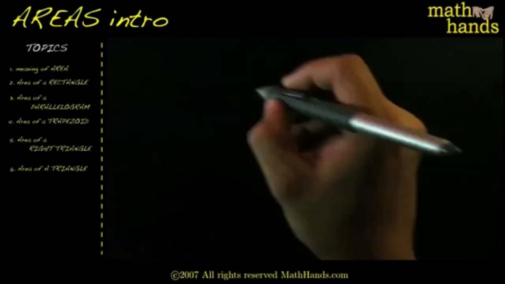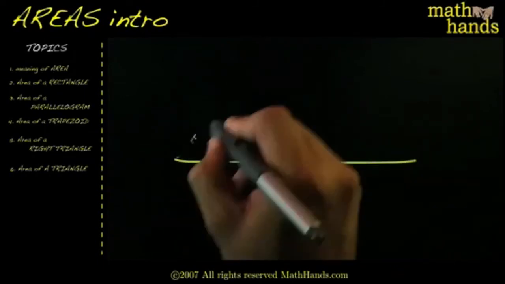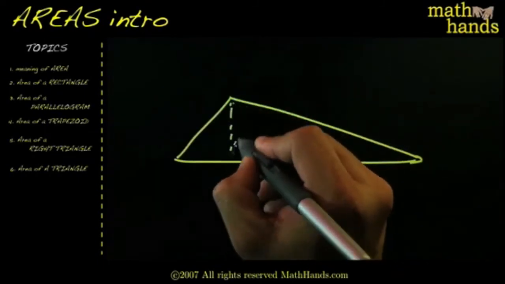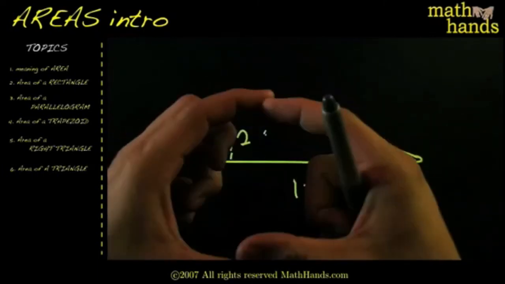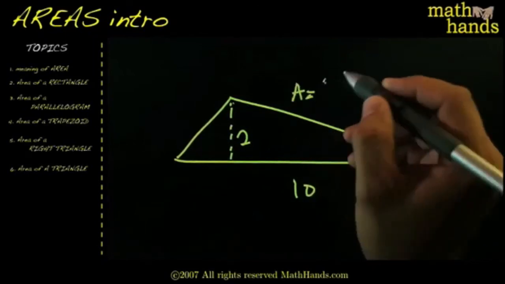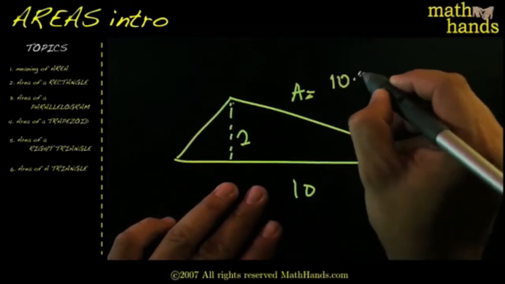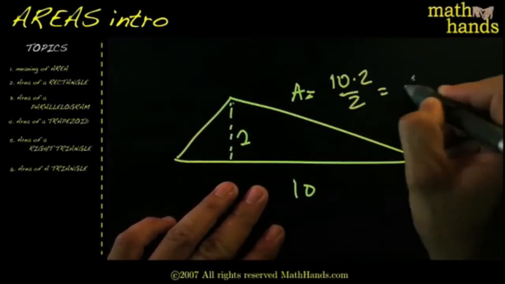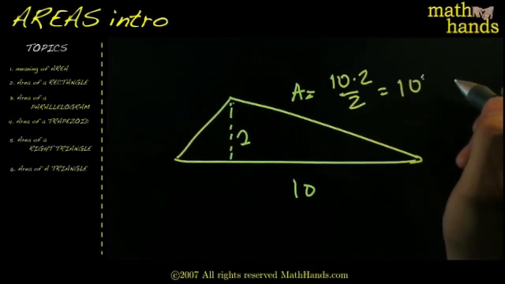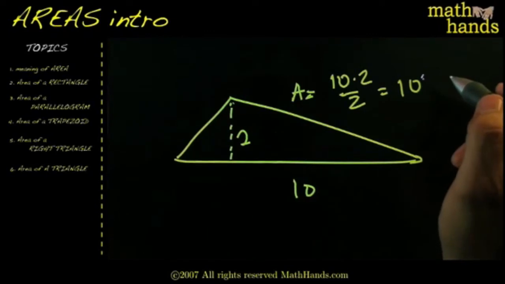Let's check out a couple examples here. Suppose you've got a triangle here where the base is 10 and the height is 2, and you want to know how many square units would fit in here. Our discussion would tell you, hey, I know exactly how many. It would be 10 times 2 divided by 2, which would be equal to exactly 10 square units. Just like that. See how easy that is?